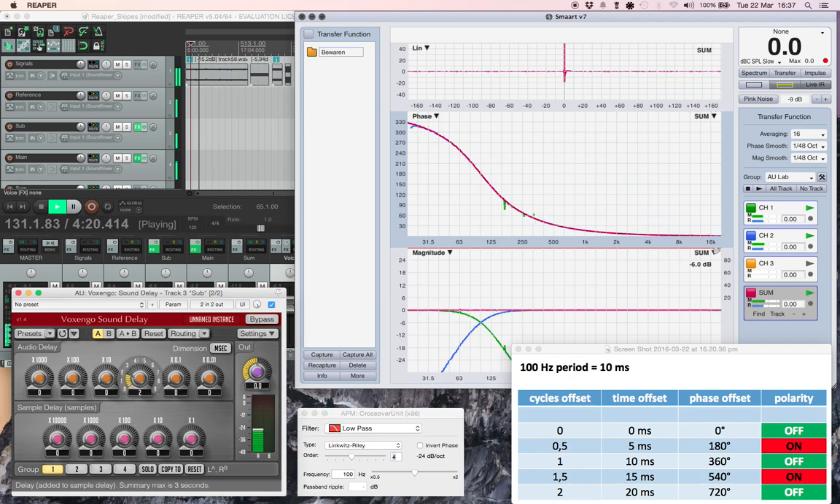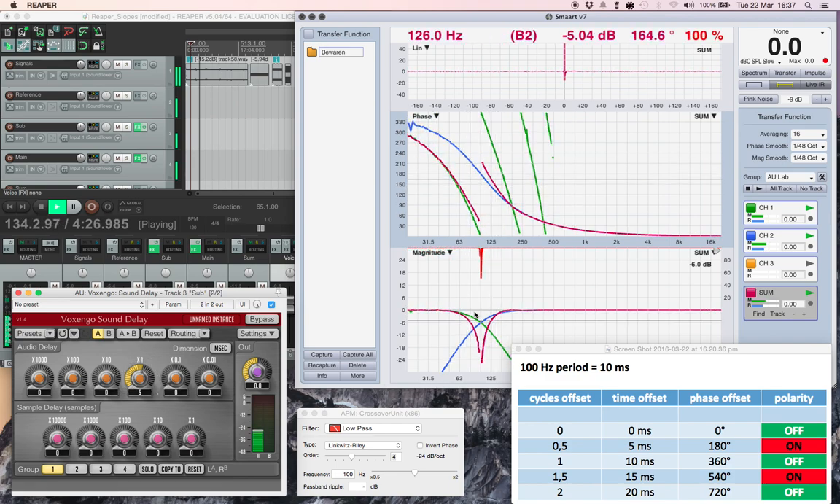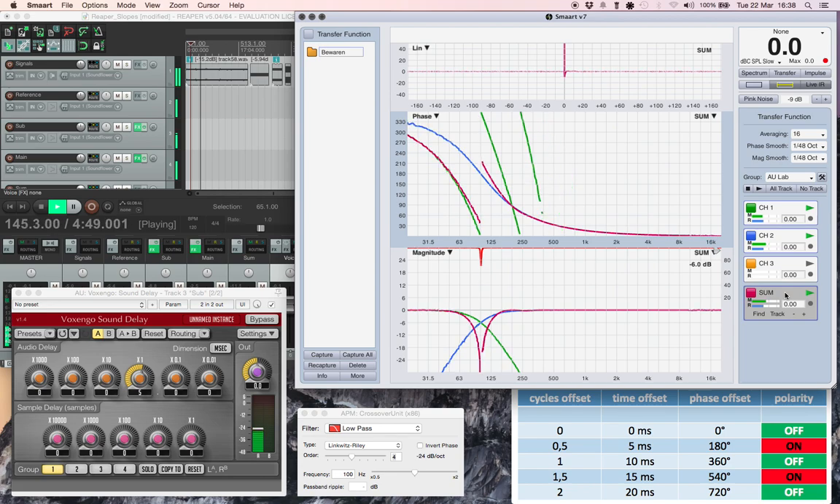So let's introduce 5 milliseconds of delay into the subwoofer channel, and you can see that where we had summation before, we now have cancellation. That is because by introducing that half cycle offset, we introduced 180 degrees of phase offset, and this means that we are no longer in phase. In fact, we are 180 degrees apart, meaning that we have cancellation, as is evident in the combined signal, the red trace.